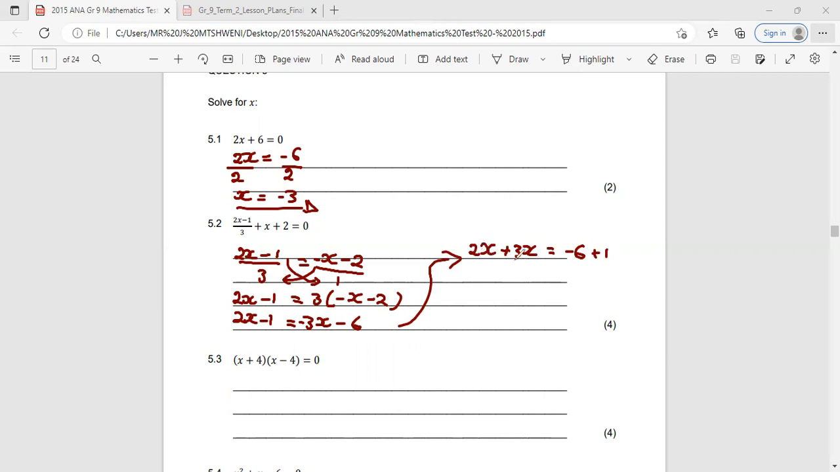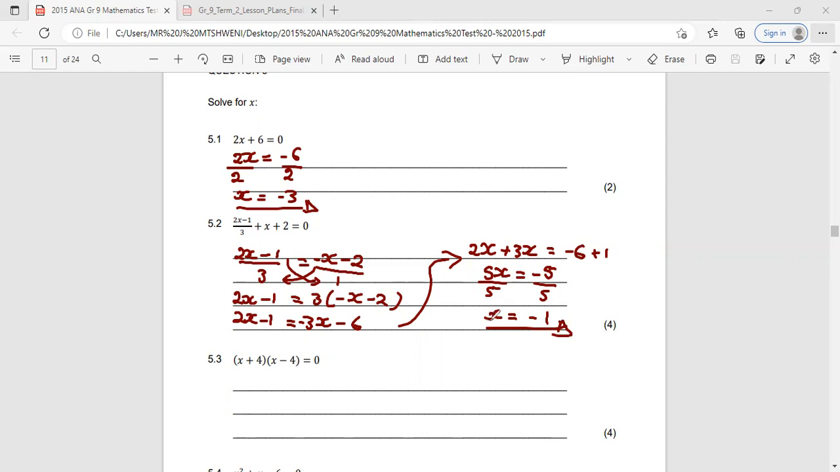What do we have now? We have 5x, 2 plus 3 is 5x equals what? Minus what? 5. Then we divide by positive 5, the value that is attached to the variable x. Then we have negative 1. That is our x.